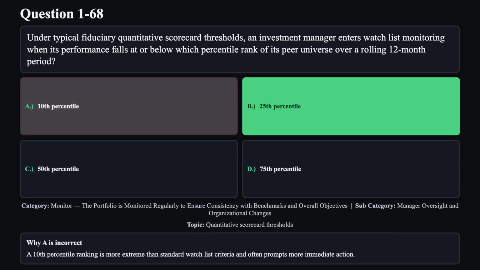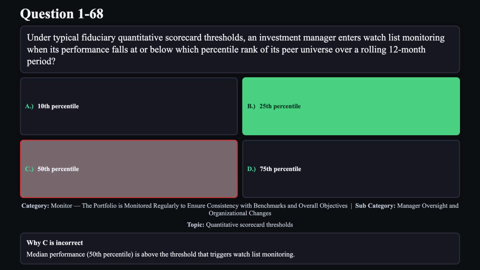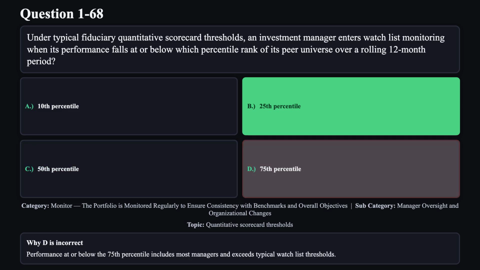Reason A is not correct. A 10th percentile ranking is more extreme than standard watchlist criteria and often prompts more immediate action. Reason C is not correct. Median performance, 50th percentile, is above the threshold that triggers watchlist monitoring. Reason D is not correct. Performance at or below the 75th percentile includes most managers and exceeds typical watchlist thresholds.